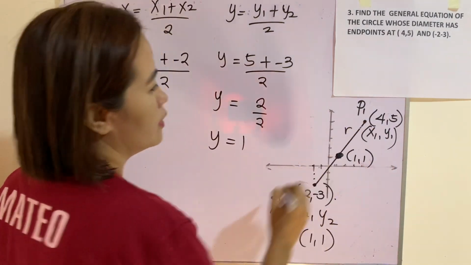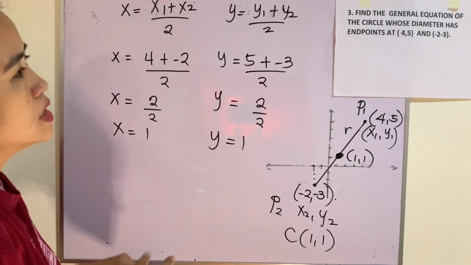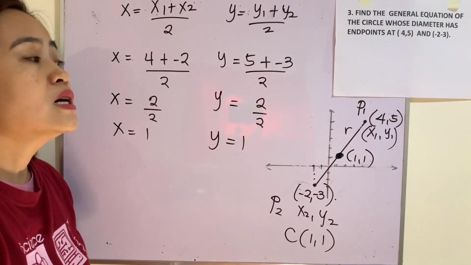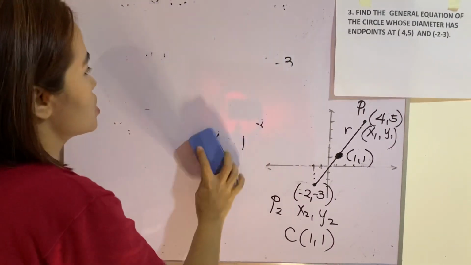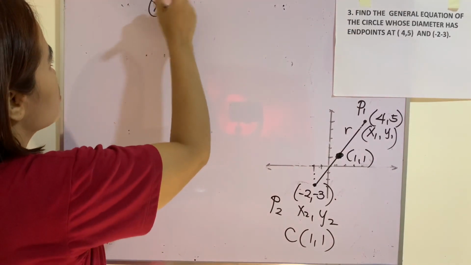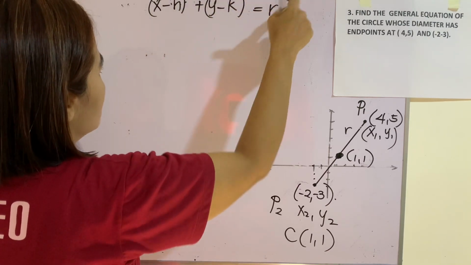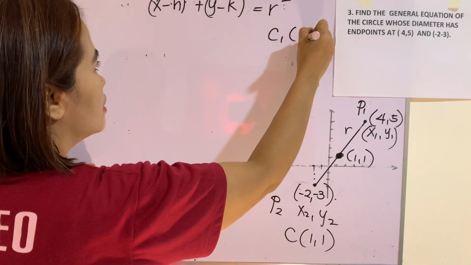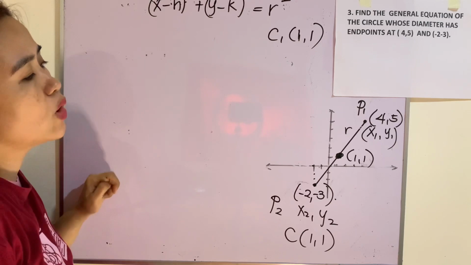Now, if this one is 1, 1, meaning this one is your radius. How are we going to get the radius? Since in finding the general equation of the circle, we need to find the center and of course the radius. The formula is x minus h squared plus y minus k squared is equal to r squared. So we already have the center. The center is 1, 1. But we do not have r yet.